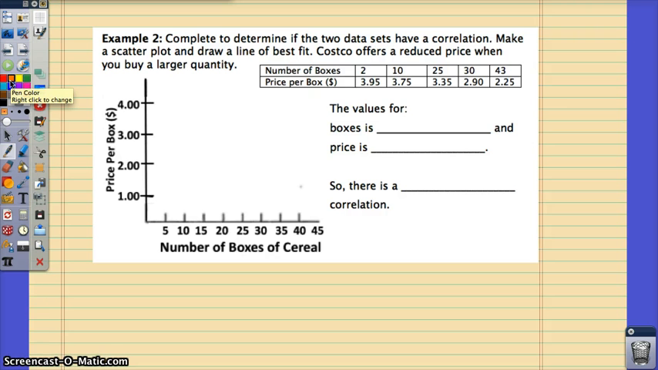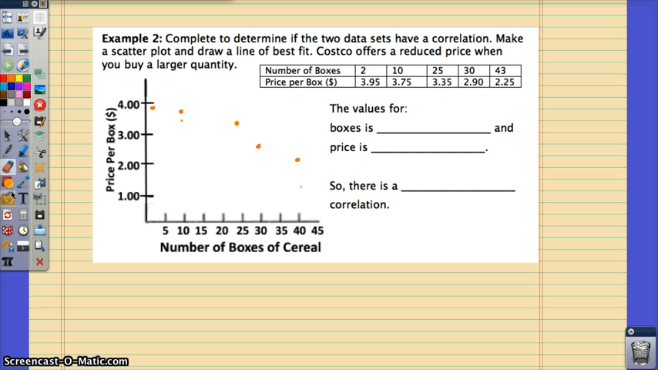Costco offers a reduced price when you buy a larger quantity. So if you buy 2 boxes of something, maybe it's cereal, it's going to be about $3.95 per box. Whereas if you buy 10 boxes, they're reducing the price a little bit more for you. You get $3.75. If you buy 25 boxes, it's $3.35. If you buy 30 boxes, it's $2.90. And if you buy 43 boxes, it's a weird amount, but it's $2.25.